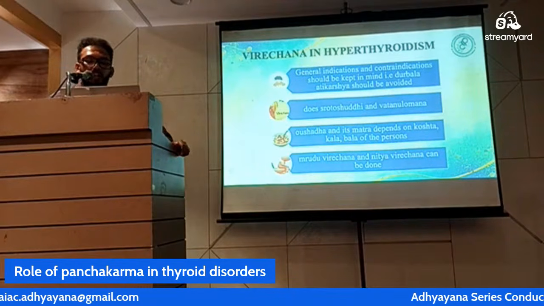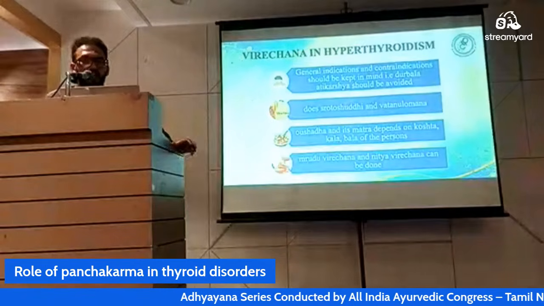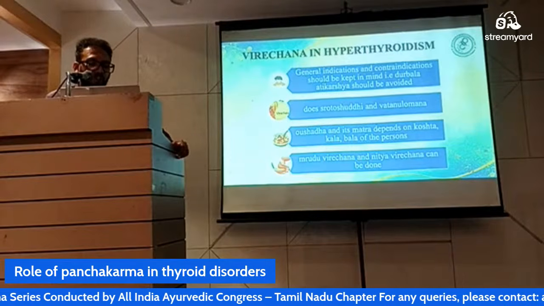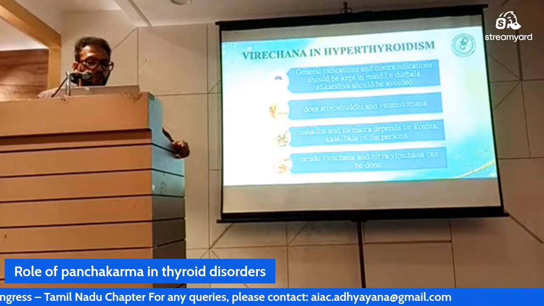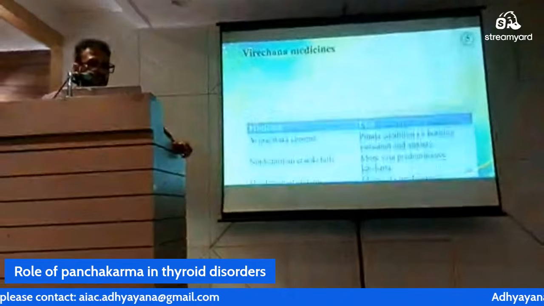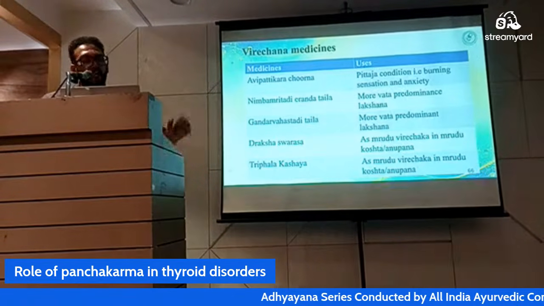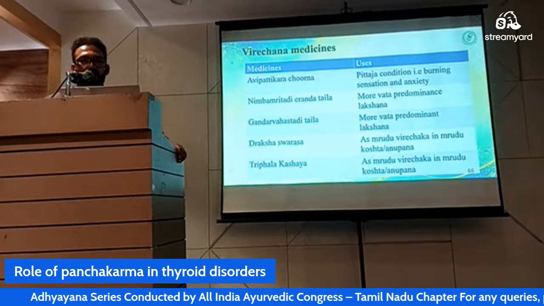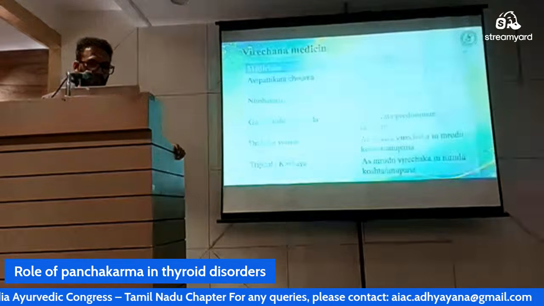So next is Virechana and hyperthyroidism. General indications and contraindications should be kept in mind. Durbala and Atikrisha should be avoided. Otherwise, you can go for Avara Shuddhi, thus Srotoshuddhi and Vatanulomana. Aushadha and its matra depend on the Koshta, Kala and Bala of the person. Mridu Virechana or Nitya Virechana is usually advised in case of hyperthyroidism. Virechana medicines which can be given are Avipattikara Churna, Nimba Amrita Eranda Taila, Gandharva Hastadi Taila, plain Draksha Rasa or Triphala Kashaya. The selection of these medicines all depends on the Agni and Koshta of the person. Based on that, you can select these medicines.